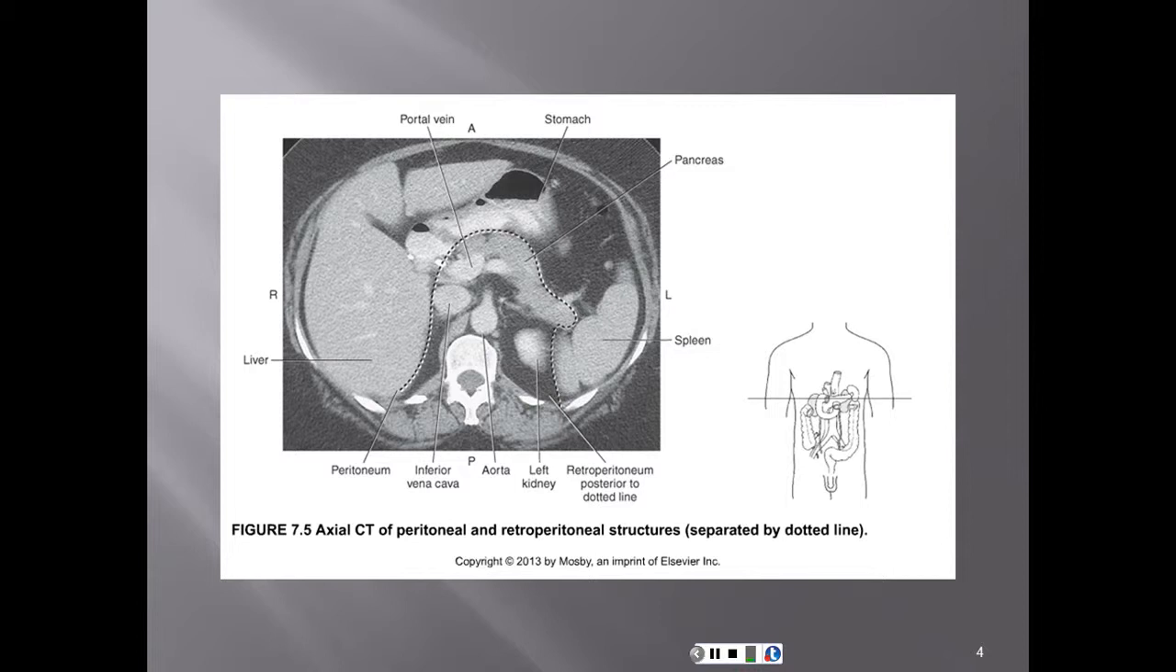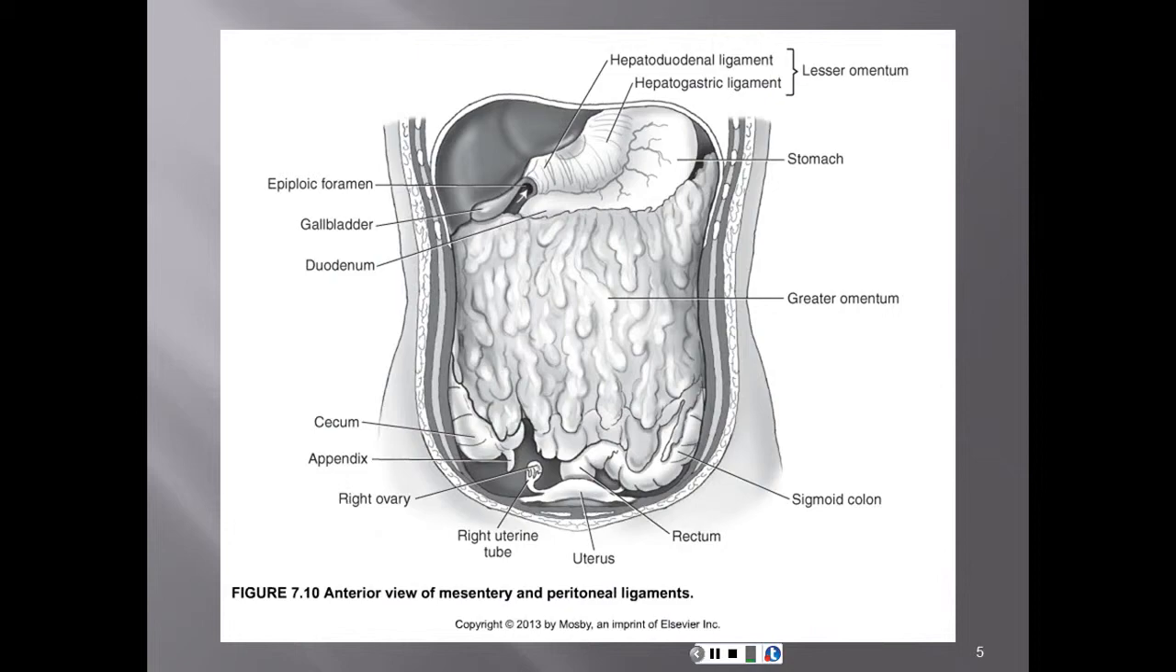Another cross-sectional image of the upper abdomen. This is a CT image, and in this image we should be able to identify the liver, peritoneum, spleen, kidney, and stomach. This picture is located on page 402, actually.